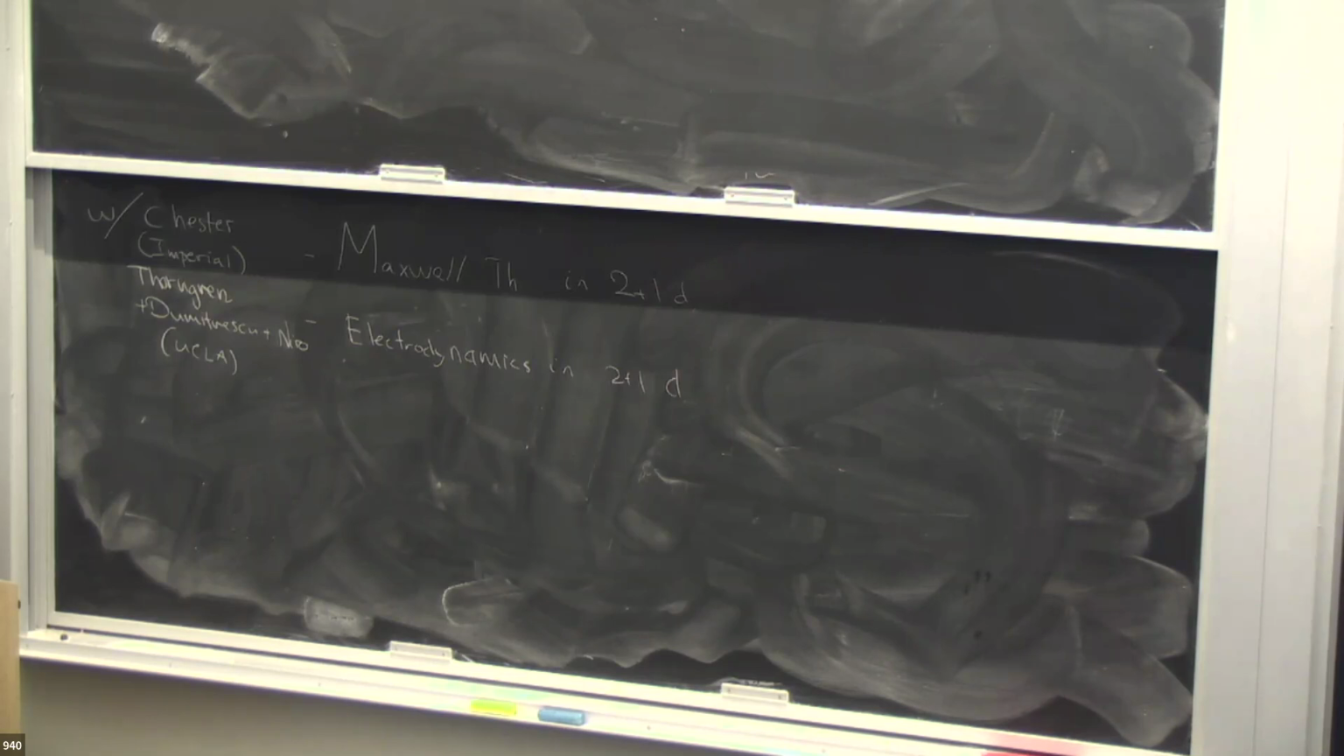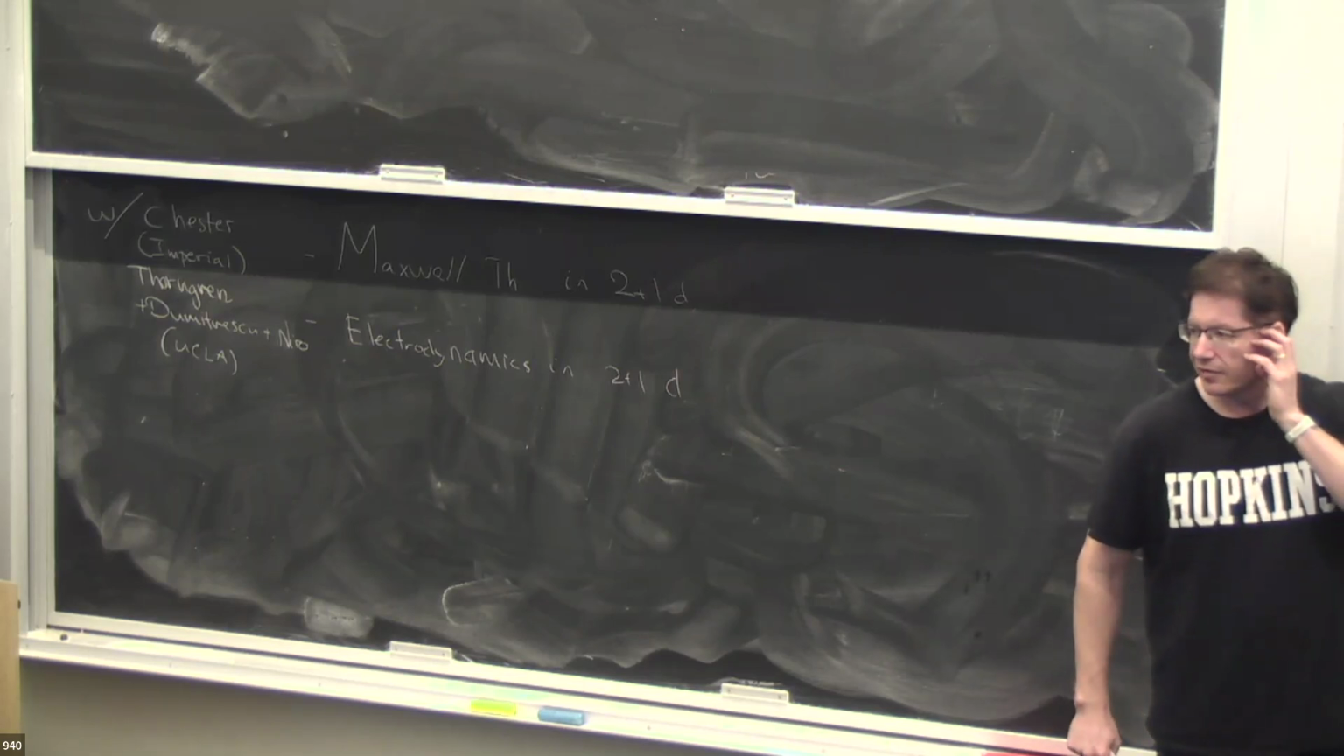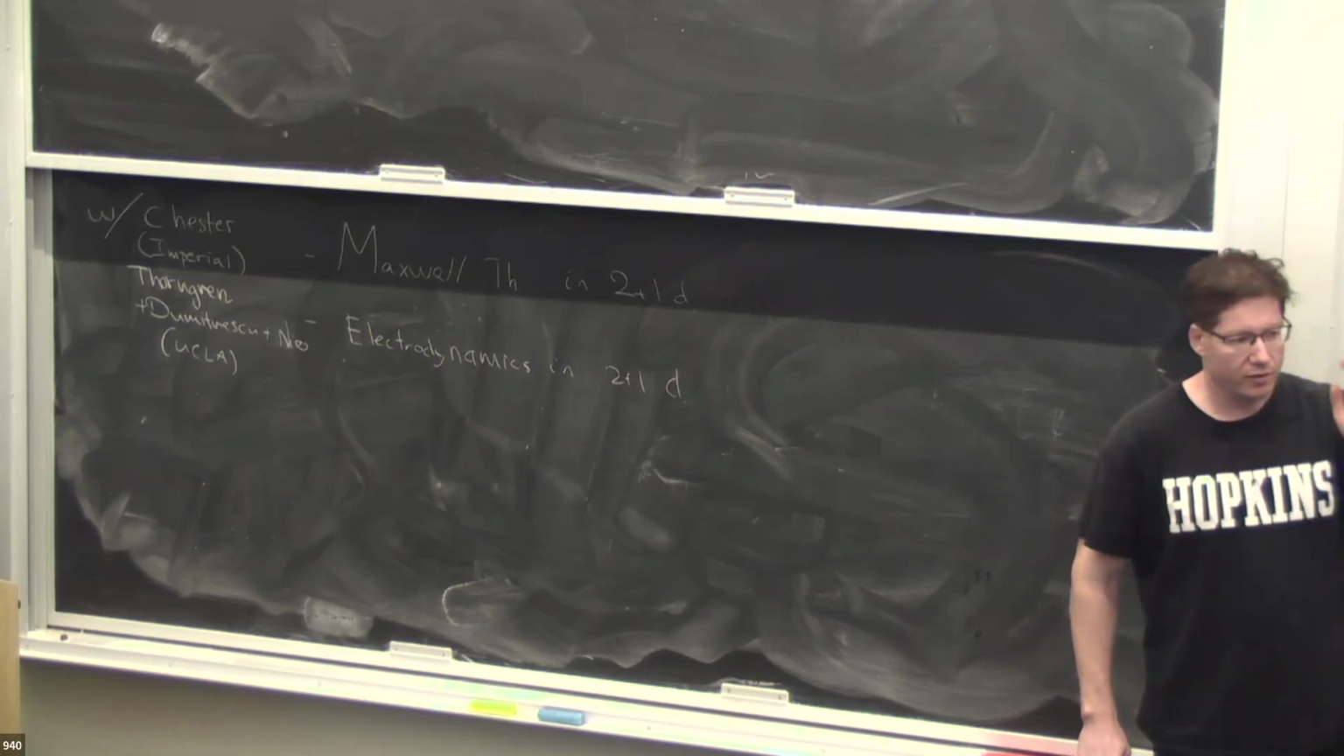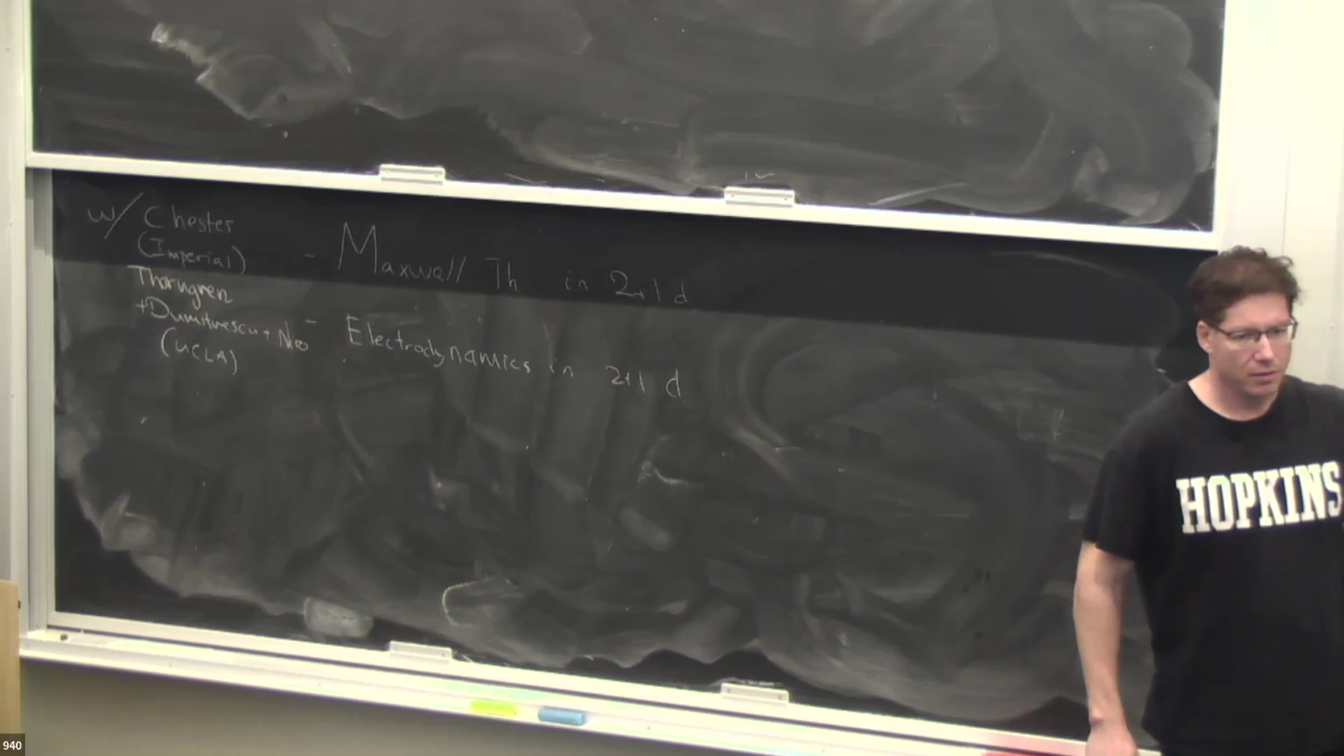Okay, these operators are not easily visible from the Lagrangian. Does anybody need me to quickly explain what they are? How to construct these local operators, or it's well known to everybody? Nothing is well known. Nothing is well known.